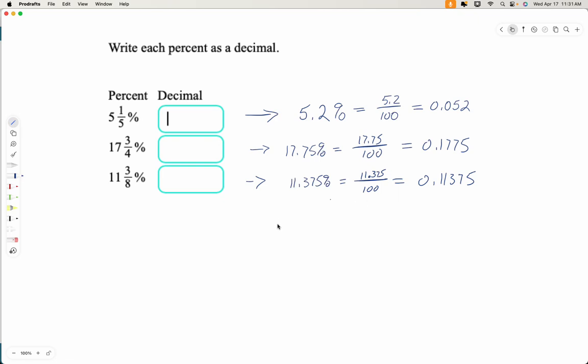You can see in each of these two zeros on the bottom, they just move the decimal place 2 places to the left, 2 places to the left, 2 places to the left. And that's your decimal. So 0.052, 0.1775, and 0.11375. Okay? All right, let's do the next one.